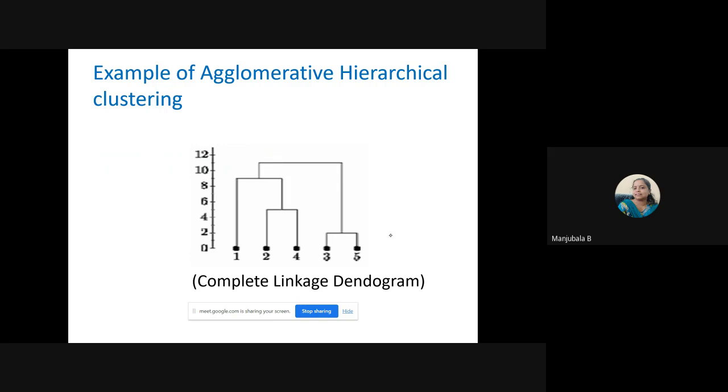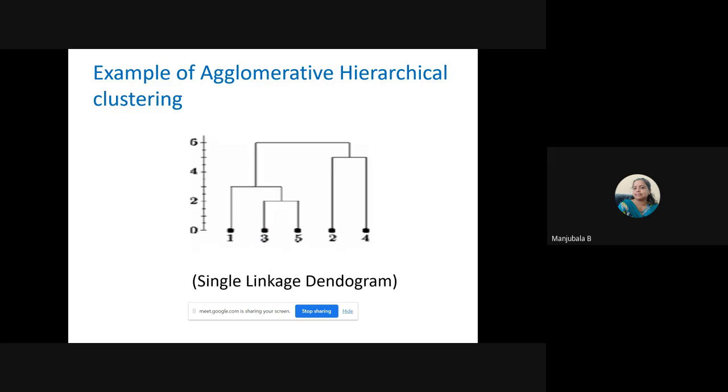So this is the dendrogram. Dendrogram is a tree structure you are representing. That means 3, 5 you have combined first. Then 2, 4 you have combined. Then 1 with 2, 4 you have combined, right? Then finally 1, 2, 4 with 3, 5 you have combined. So from this dendrogram, how to find out the number of clusters?